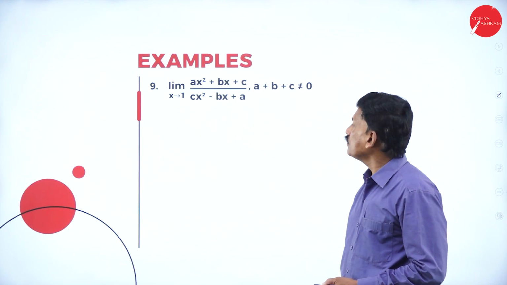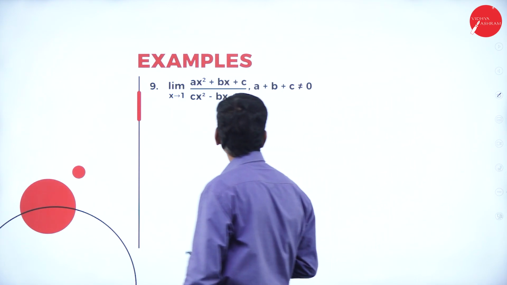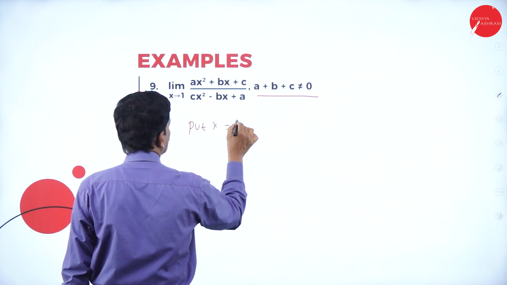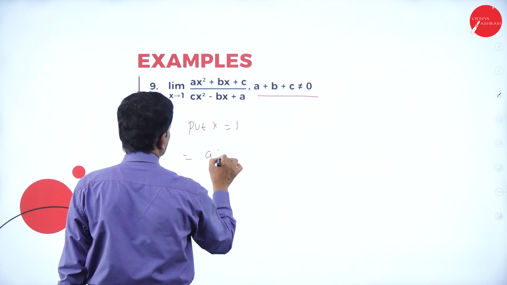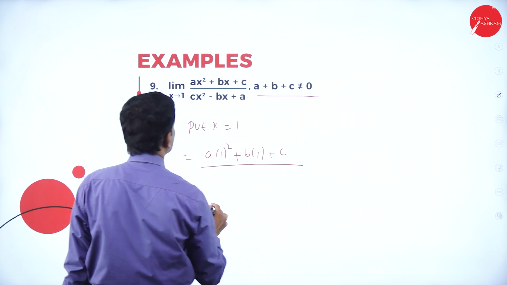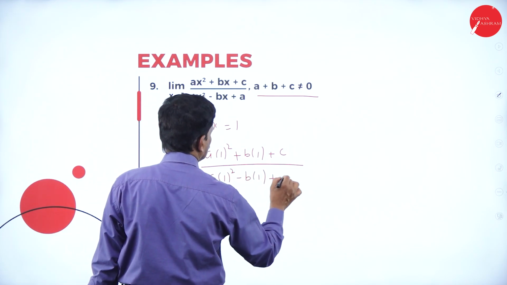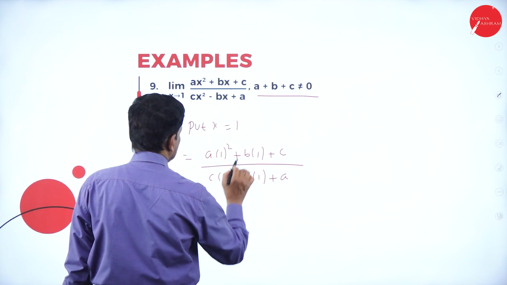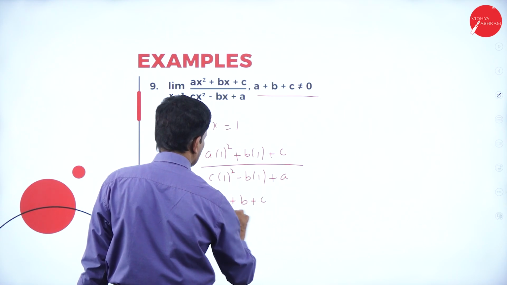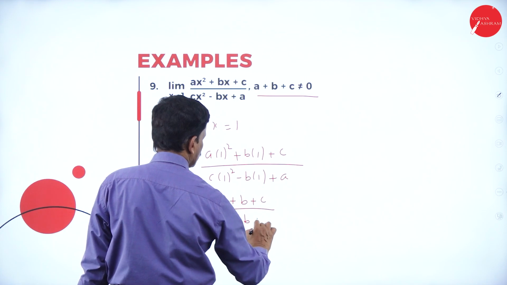Limit x tends to 1 of (ax square plus bx plus c) divided by (cx square minus bx plus a), where a plus b plus c is not equal to 0. Very simple. Put x equal to 1, that's all. If you put x equal to 1, a into 1 square plus b into 1 plus c divided by, in the denominator, c into 1 square minus b into 1 plus a, constant as it is. a into 1 square is 1 into a, which is a, 1 into b is b, plus c. Divided by c into 1 square is 1, c into 1 is c, minus b plus a.